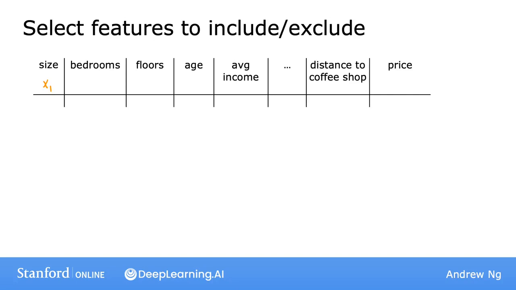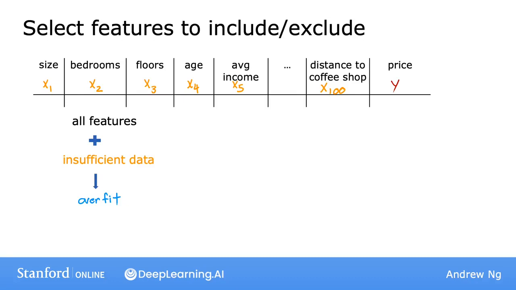But now let's look at a different example. Maybe you have a lot of different features of a house with which to try to predict its price, ranging from the size, number of bedrooms, number of floors, the age, average income of the neighborhood, and so on and so forth to the distance to the nearest coffee shop. It turns out that if you have a lot of features like these, but don't have enough training data, then your learning algorithm may also overfit to your training set.